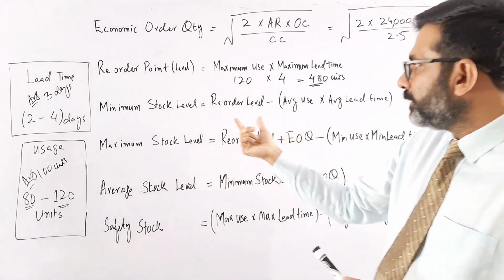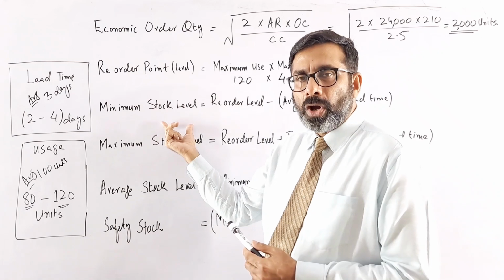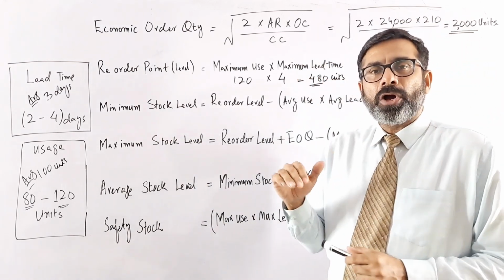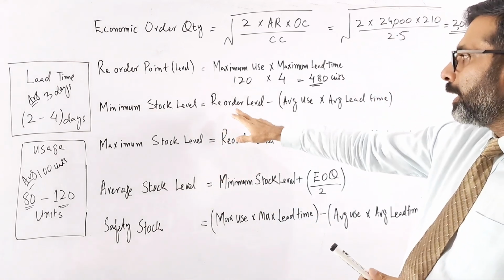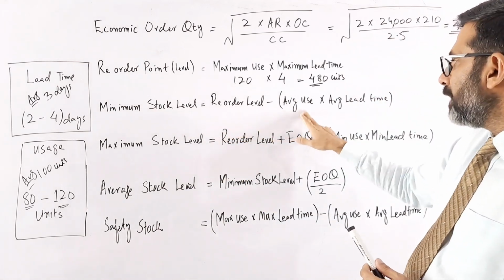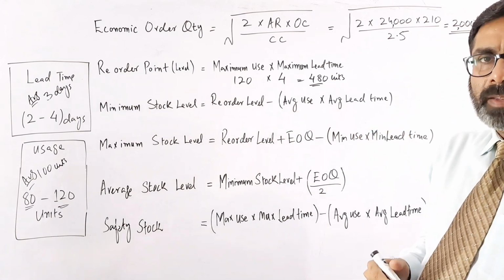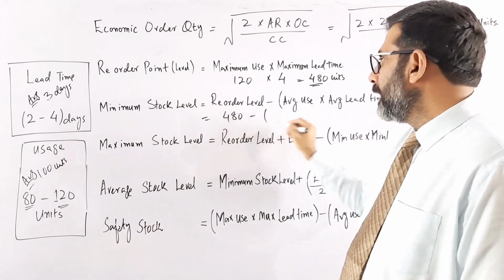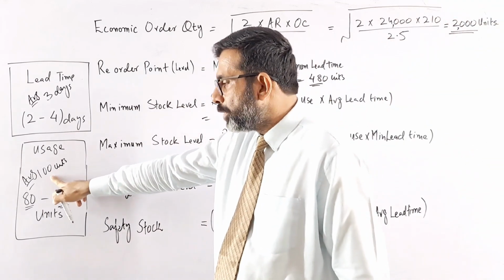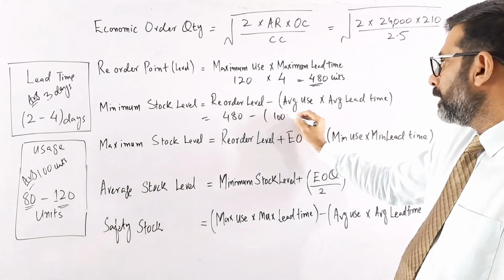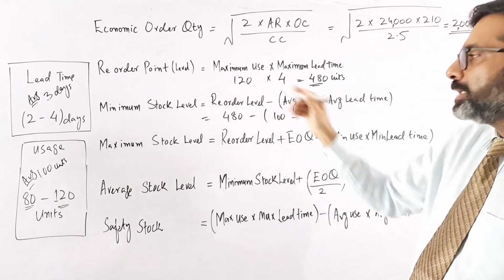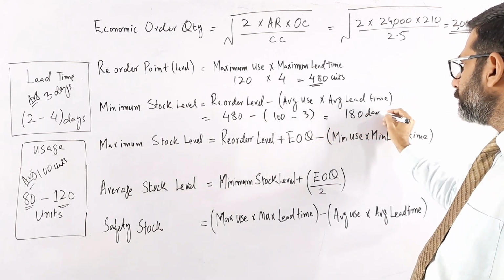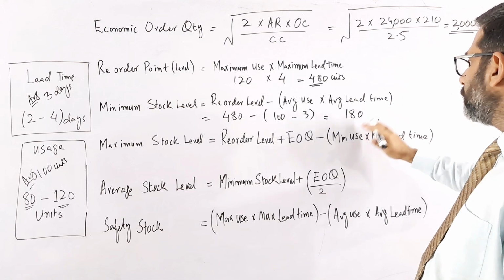Now the next thing that we have is the minimum stock level, meaning the minimum level the stock can reach. We have a formula here: the reorder level minus average usage into the average lead time. The reorder level we have here is already 480 units, and the average usage is 100, times the average lead time, which is 3 days. So the answer will be 180 units. Sorry, not days, it is number of units.